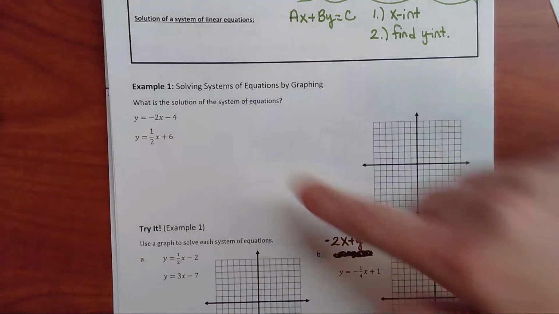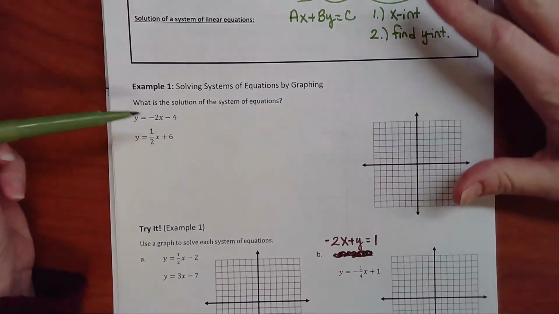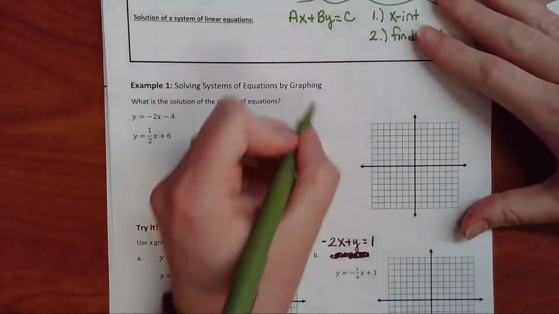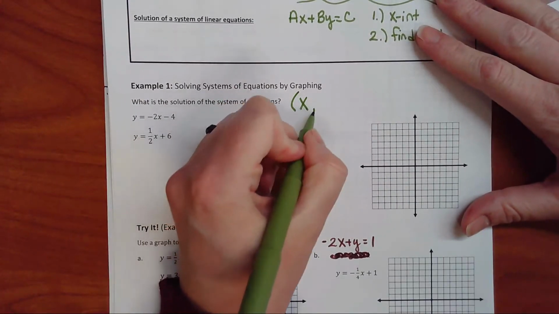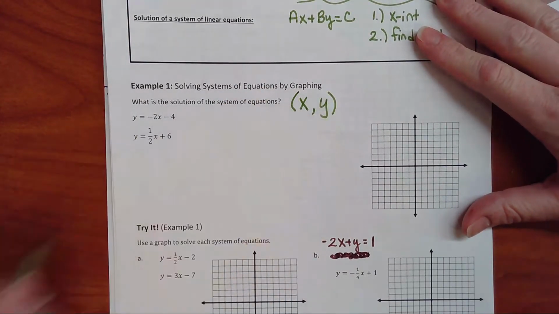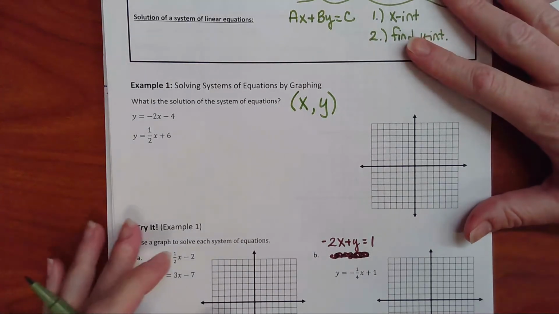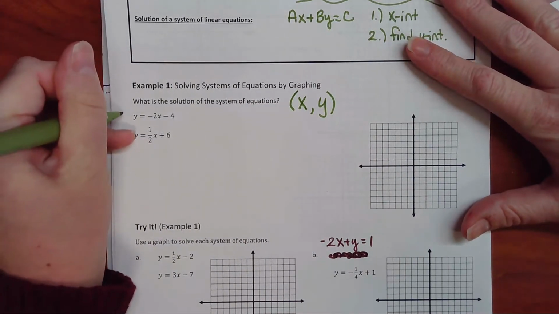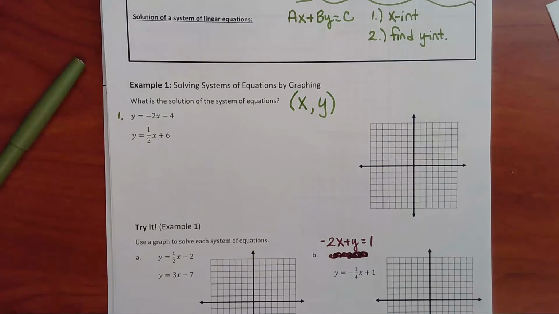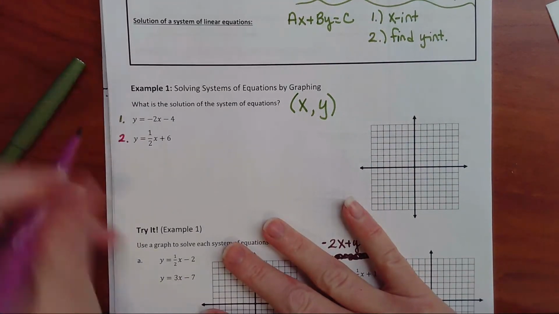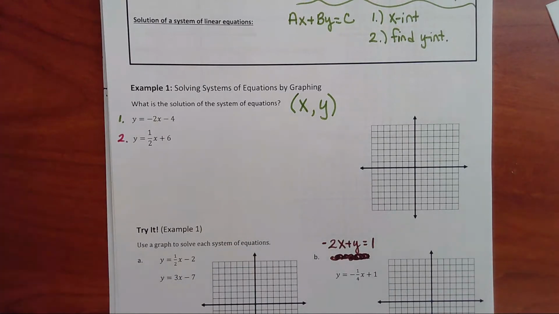So for example 1, it wants us to solve this system. So remember, when we are solving a system, our goal is to always get a point, an x, y coordinate. So we have this line that says y equals negative 2x minus 4. And then we have this line that says y equals 1/2 x plus 6. So I'm going to graph them in 2 different colors just to help us out a little bit, so you can see which one is which.